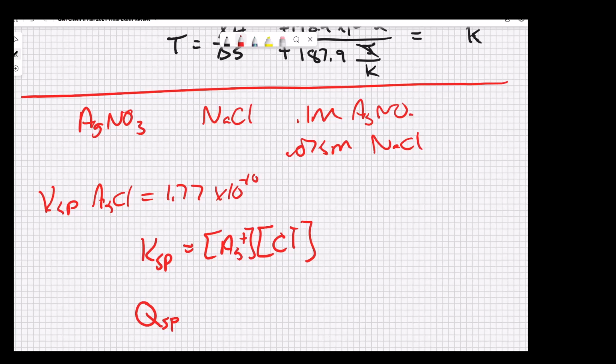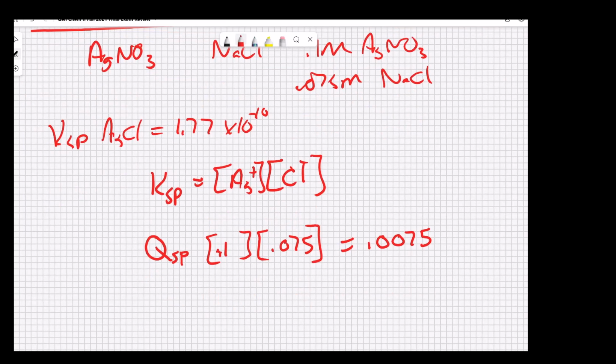So the Ag plus concentration is 0.1 molar, you told me, is that right? So it's 0.1 here for the silver, and 0.075 for the Cl. Right? So what is the Q? So now compare that to K. So Q is drastically larger than K. Do you agree?